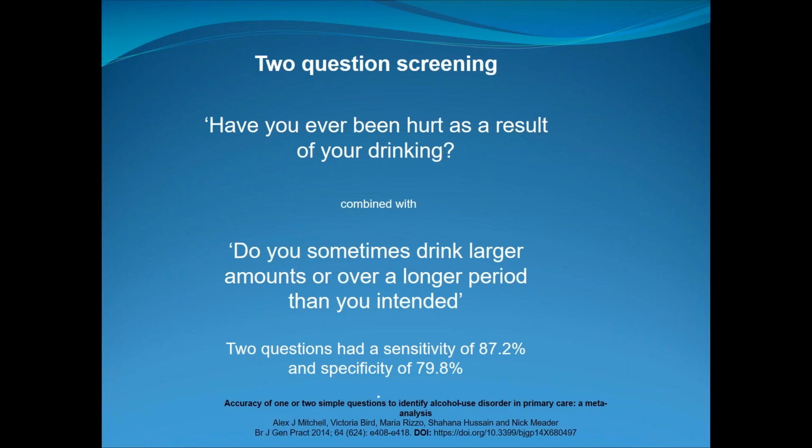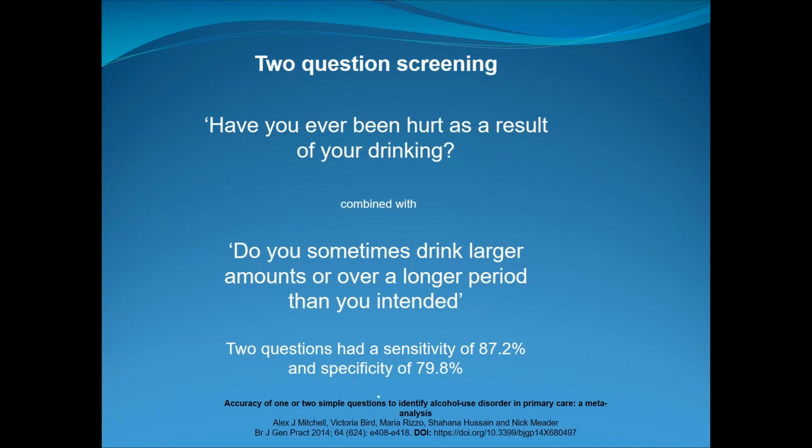If you've got a little bit of extra time, 2-question screening is a good way to screen. Have you ever been hurt as a result of your drinking? Combined with, do you sometimes drink larger amounts or over a longer period than intended? These have a higher sensitivity and a better specificity, so they're good questions combining the two. You'll see that the one about being hurt is a problem-based question, and the one about drinking larger amounts or a longer period is a dependency-based question.